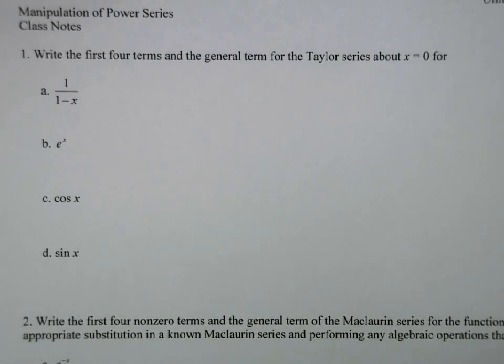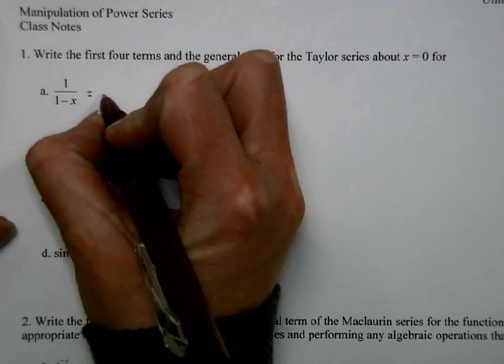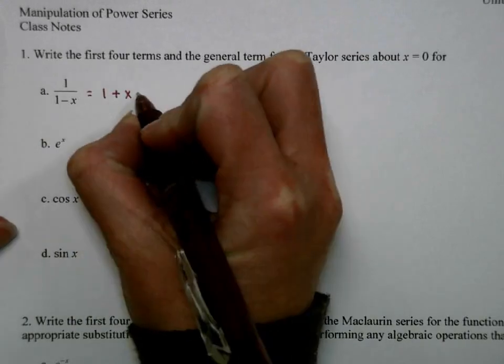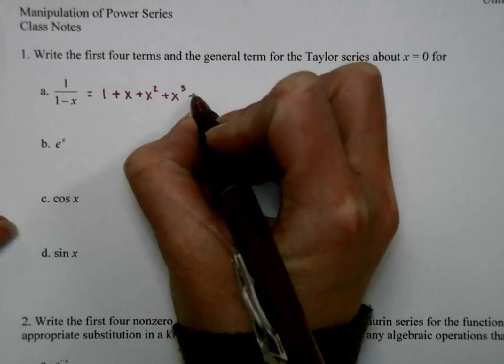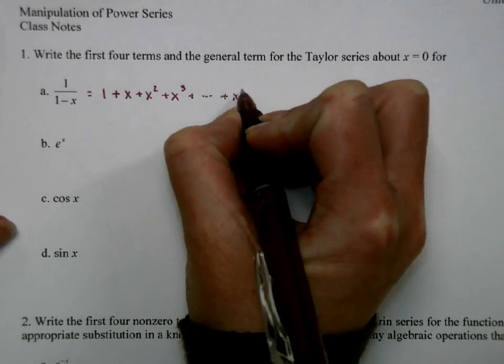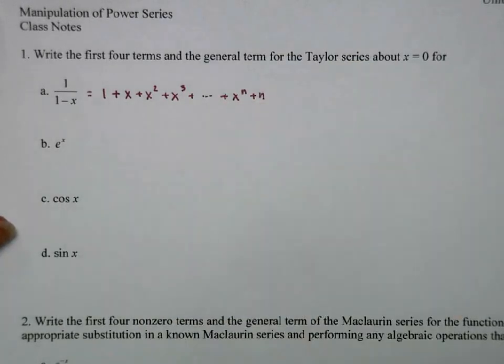In this video, I'm going to go over the manipulation of various power series. So first I want to review the big four, the four that you must know for the AP exam. This first one is our infinite geometric series with an a1 of 1 and a common ratio of x. So if we write this out, this is 1 plus x plus x squared plus x cubed and so on. The general term is x to the n.